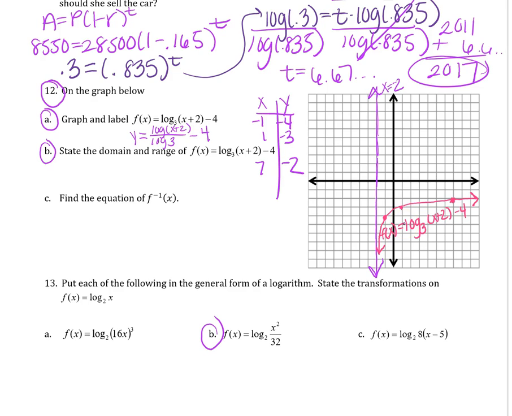So the domain of this function, if you look from left to right, we have a restriction. You're not going to pass x equals negative 2. So your domain is going to be from negative 2 to infinity. And your range, if you look up and down, this is going to keep going up, and this is going to keep going down. So your range is all reals.